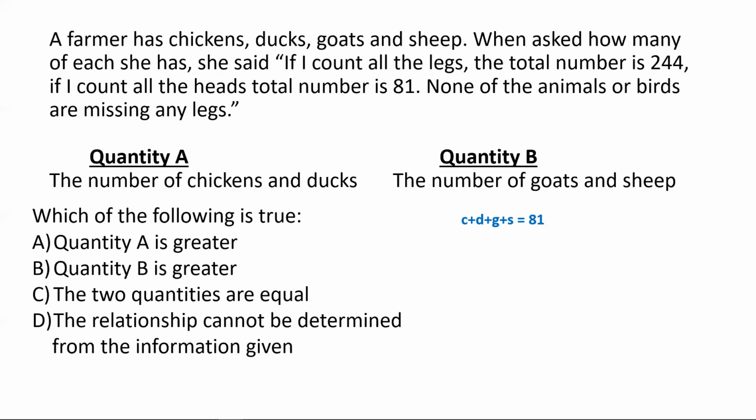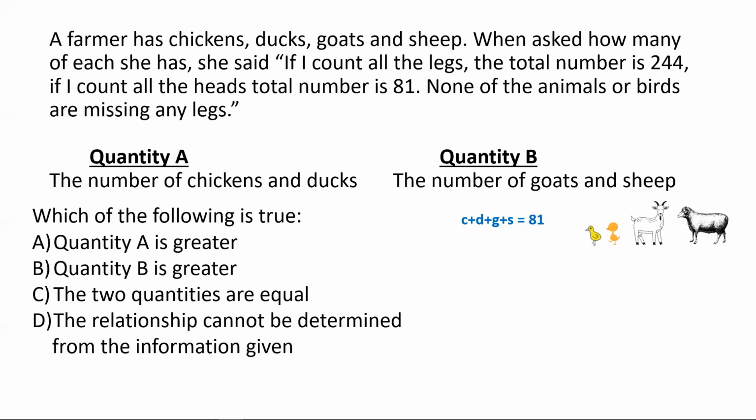Now we go back to the count of the legs, which was originally stated first. If I count all the legs, the total number is 244. So how many legs does each of these animals or birds have? For chickens, we have 2 legs. For ducks, we have 2 legs. For a goat, we have 4. And for a sheep, we have 4. And it's stated that none of the animals or birds are missing any legs, so we don't have to worry about any missing legs.